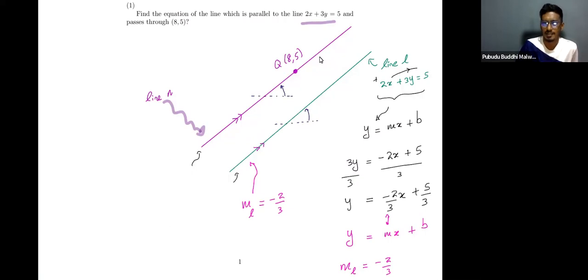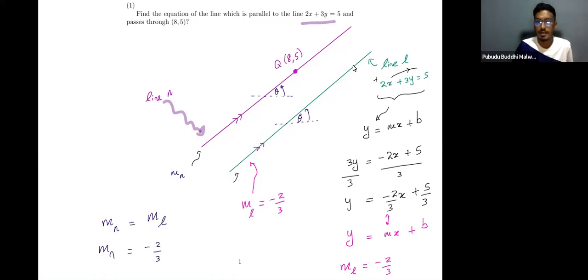You can easily understand that. If not, you can use corresponding angles, but I'm not going to explain that here because that's not the point. So basically, these two angles equal, and more importantly, slopes equal, because the same rise over run. So therefore, the slope of line N and slope of line L both equal. So mN equals mL. mN equals minus 2 over 3.